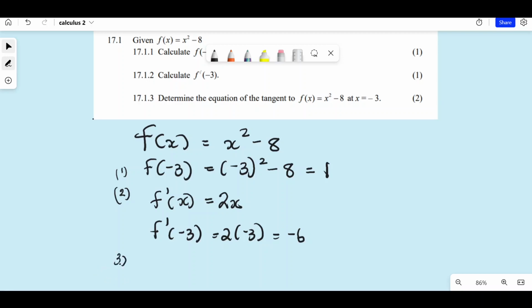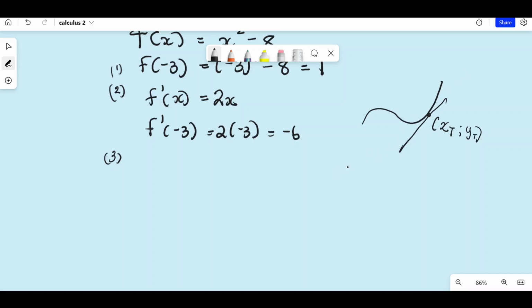Now 17.1.3 is determine the equation of the tangent. This is what I wanted to explain to you. The equation of any tangent. A tangent is a line that touches the graph at one point. Suppose the point of contact where the tangent touches the graph is (xt, yt), then the tangent is a straight line. Any straight line has equation y equals mx plus c. So this is the equation of a tangent also.